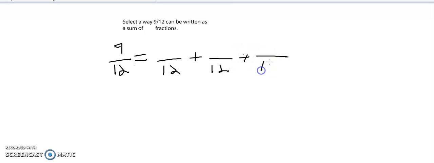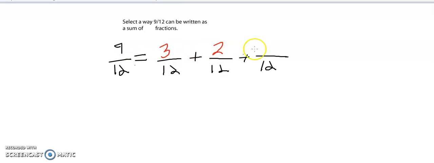So let's take our 9/12, and it'll equal. Remember, our denominators will not change. So let's use 3 different fractions to make 9/12. All that matters here is that my numerators need to add up to 9. So if I take a 3, and a 2, okay, so I have 3, 4, 5.